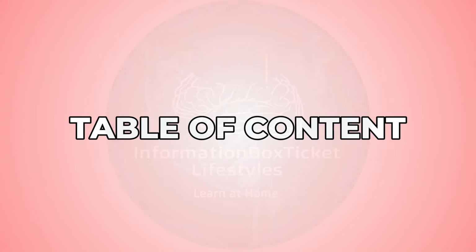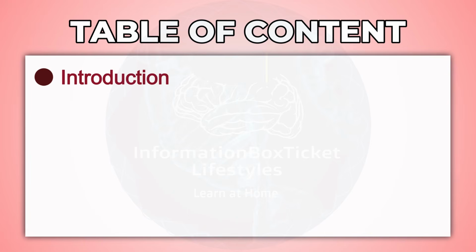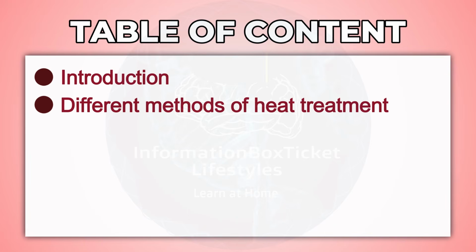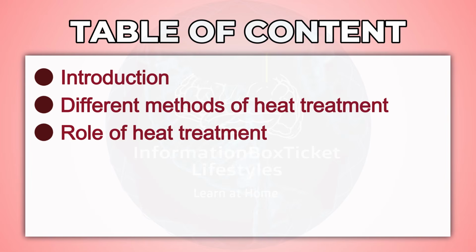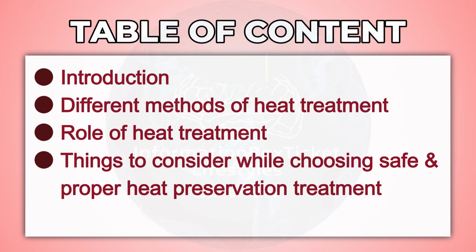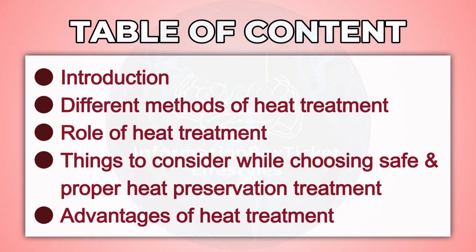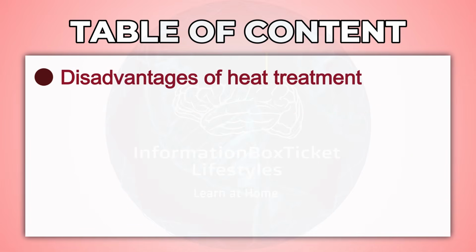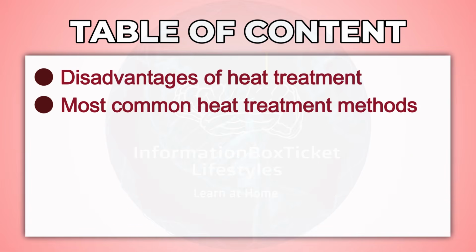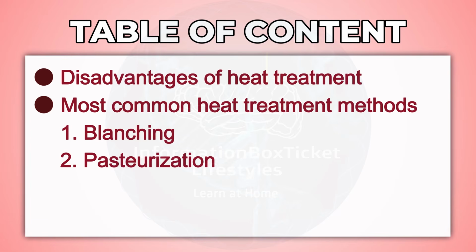Table of Contents. Introduction to heat treatment. Different methods of heat treatment in food preservation. Role of heat treatment in food preservation. Things to consider while choosing safe and proper heat preservation treatment. Advantages of heat treatment. Disadvantages of heat treatment. The most common heat treatment methods in food preservation. First, blanching. Second, pasteurization. Third, heat sterilization.